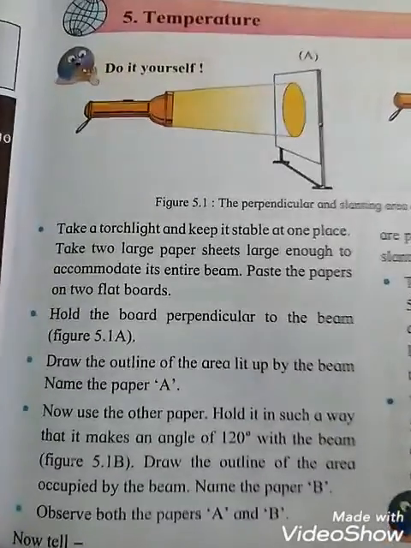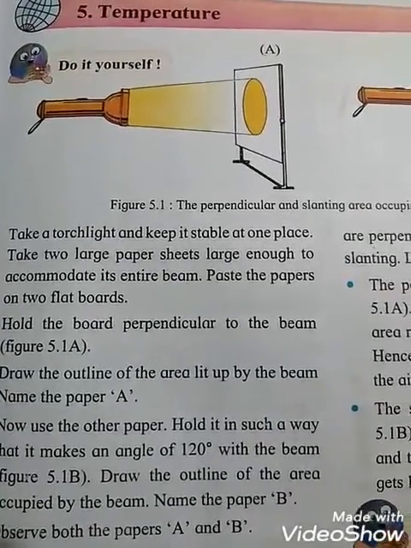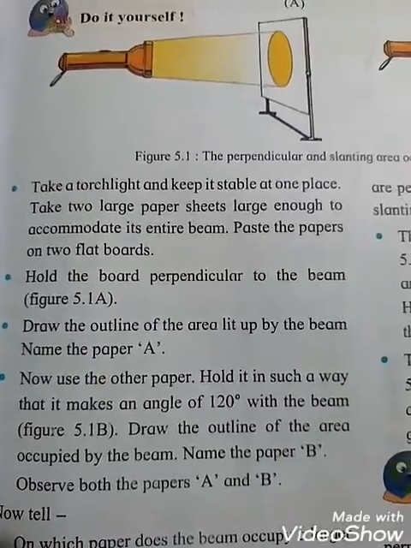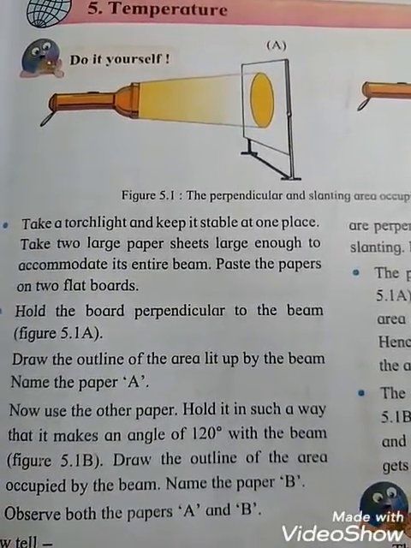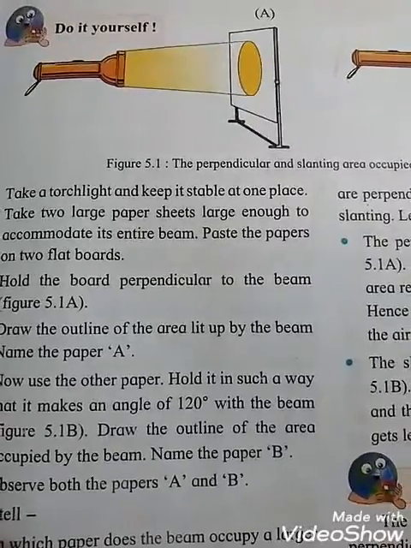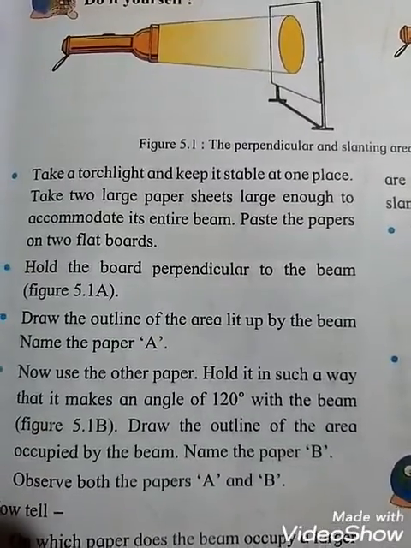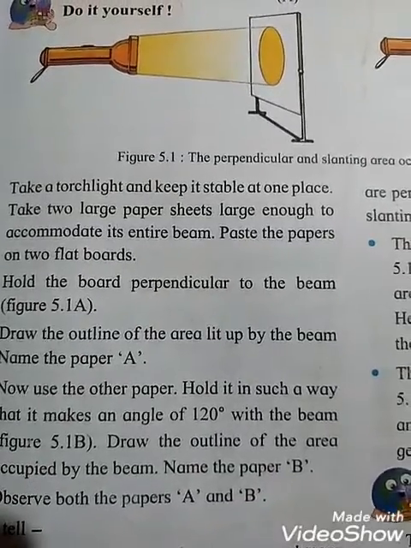Afterwards, you have to take two large paper sheets large enough to accommodate its entire beam, and paste the paper on two flat boards. Can you see that? Hold the board perpendicular to the beam. Figure 5.1a. So in 5.1a, you see it is perpendicular and straight. And afterwards draw the outline of the area lit up by the beam and name the paper A.